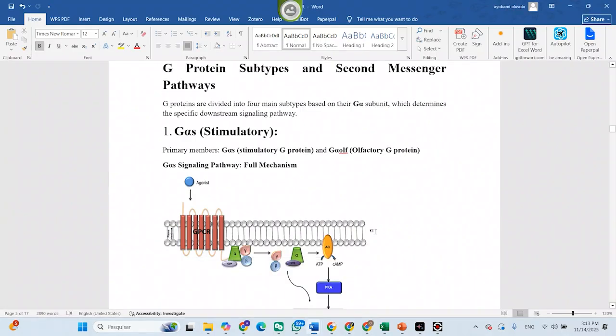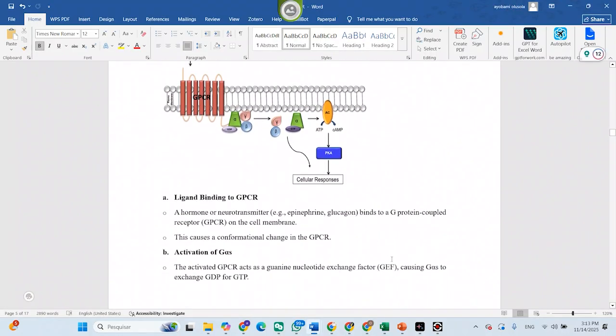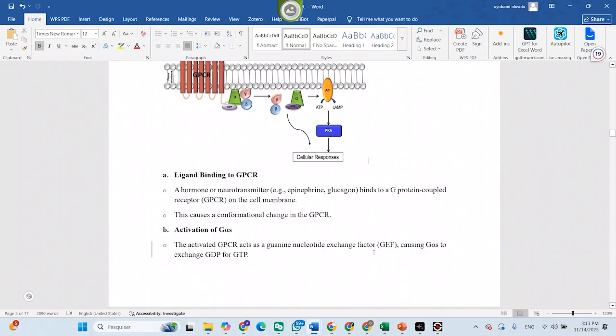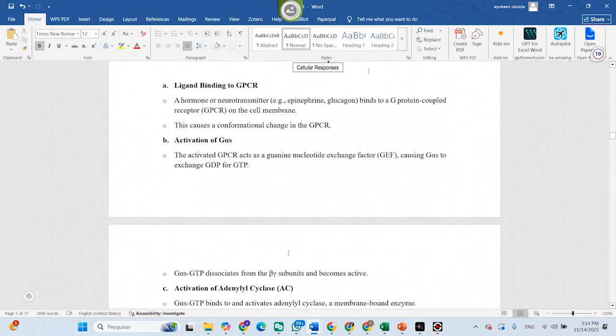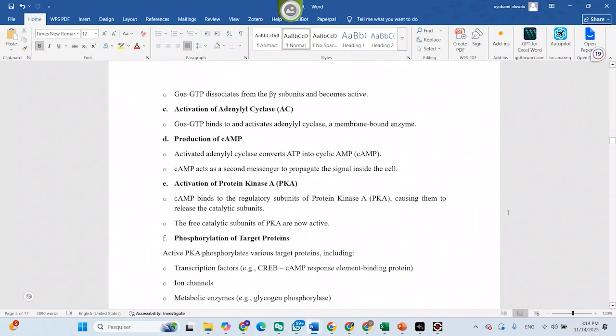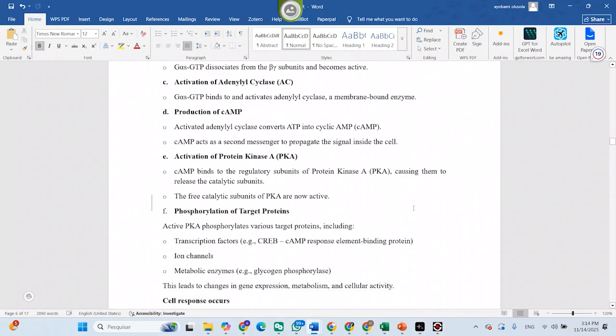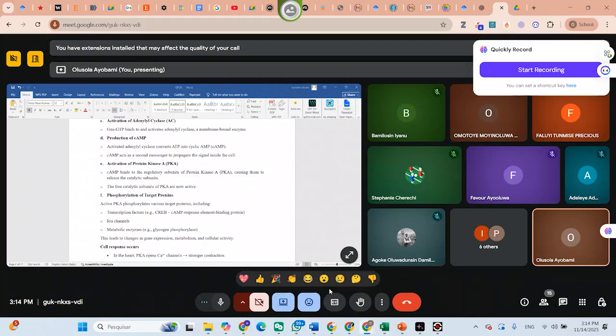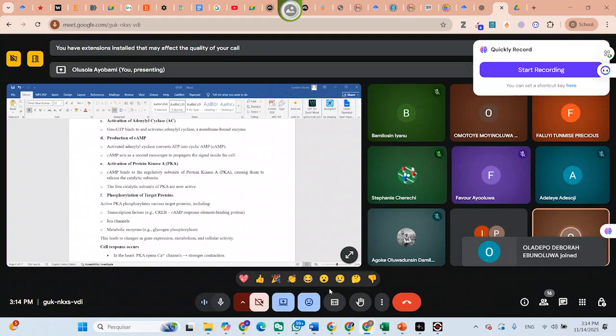So what happens in the case of G alpha S? Take for instance, if a hormone or neurotransmitter, for example epinephrine or glucagon, binds to the G protein coupled receptor, particularly the one coupled with the G alpha stimulatory. There is a conformational change, I already said this. Then GDP is exchanged for GTP. Then the G alpha with GTP now dissociates from the beta gamma subunit. Now this G alpha with GTP goes ahead to activate adenylate cyclase.